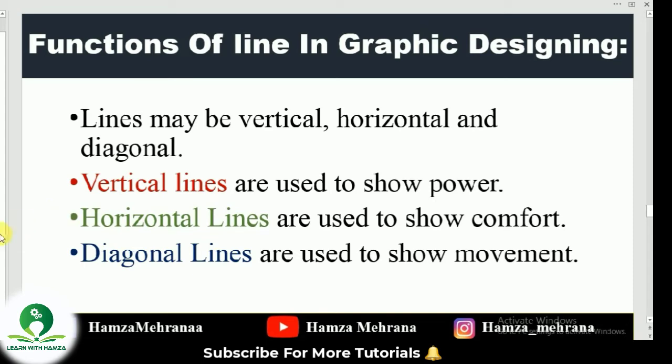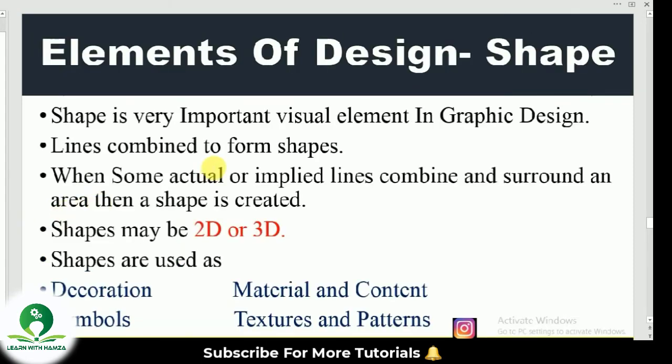If we talk about the third element of design, the third element of design is shape, and it's the most important element of design. Shape is a very important visual element in graphic designing. And how are shapes formed? Shapes are formed by combining lines. Lines are formed by combining dots, and shapes are formed by combining lines. Shapes may be two-dimensional or three-dimensional. Moreover, shapes are used in graphic designing for decoration, symbols, materials and content, texture and patterns. We can discuss it in detail so you can understand.